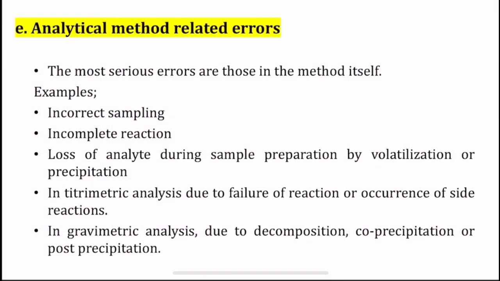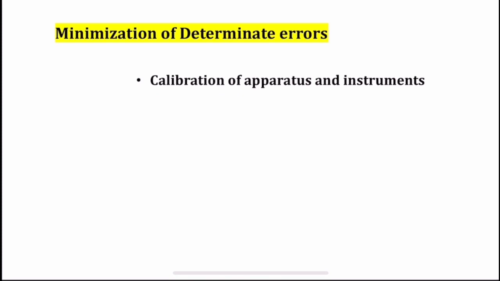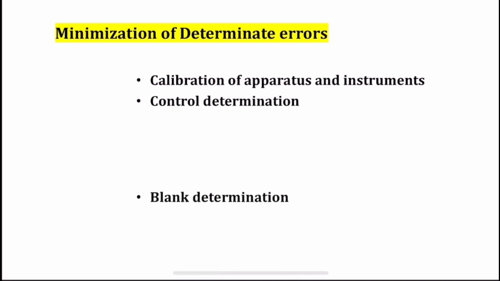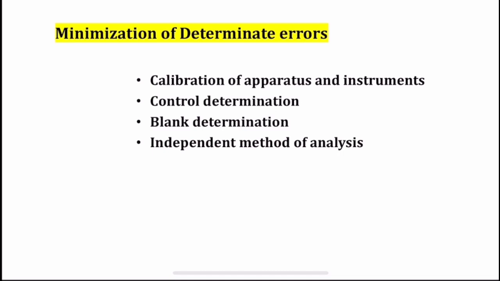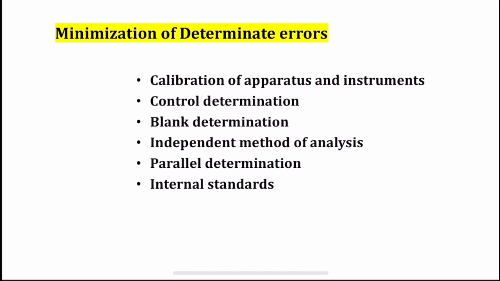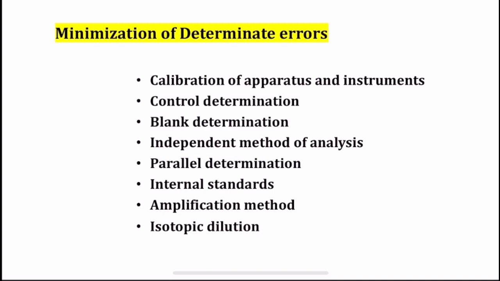So now, as we know about the types of determinate errors, let's learn how we can minimize or eliminate them by using suitable methods. Modern analytical science uses various important and advanced methods to minimize errors. These methods include calibration of apparatus and instruments, control determination, blank determination, an independent method of analysis, parallel determination, internal standards, amplification method, and isotopic dilution method.